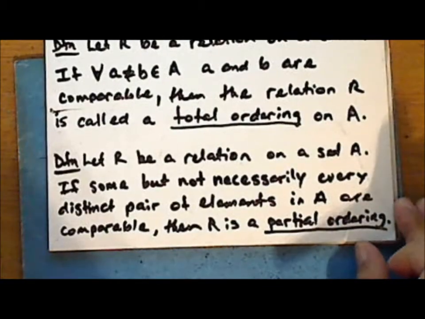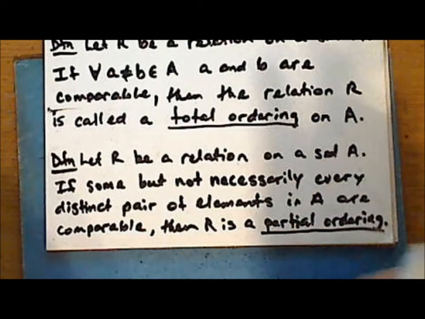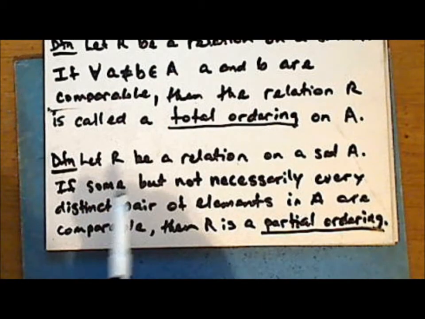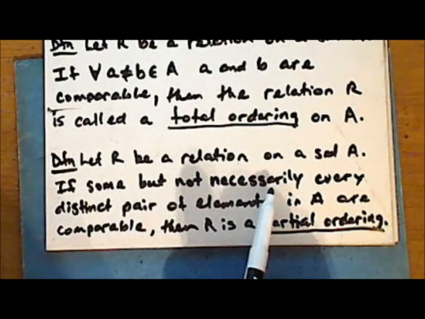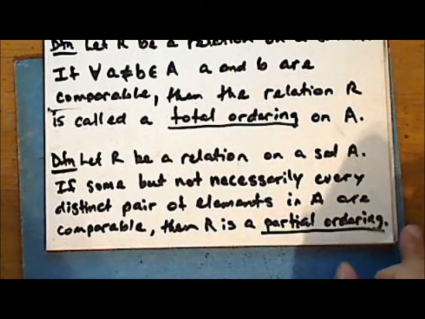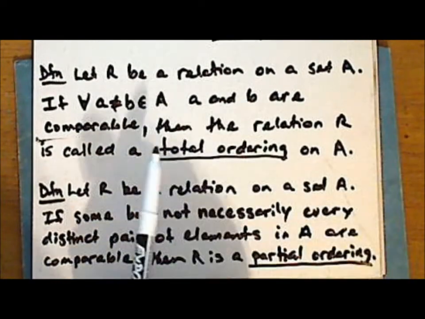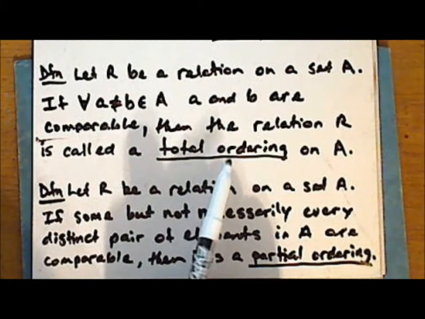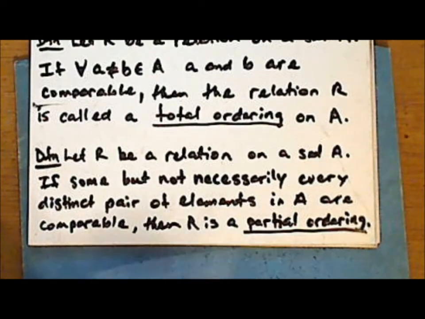So notice that every total ordering is a partial ordering. Because by definition of a partial order, it is required that some, but not necessarily every, distinct pair of elements in A be comparable. So as every distinct pair of elements in a total ordering are comparable, every total ordering is a partial ordering. But the converse is not true. Not every partial ordering is a total ordering. All right?